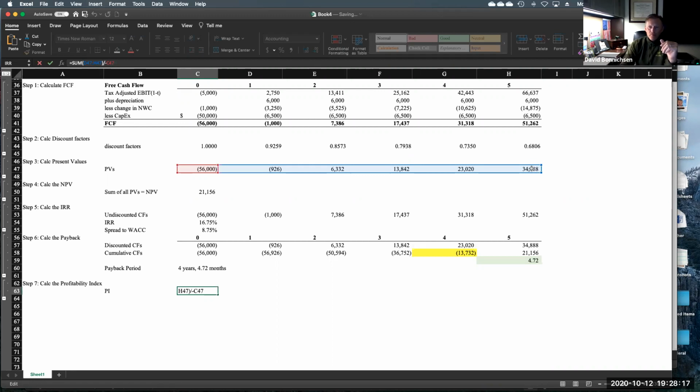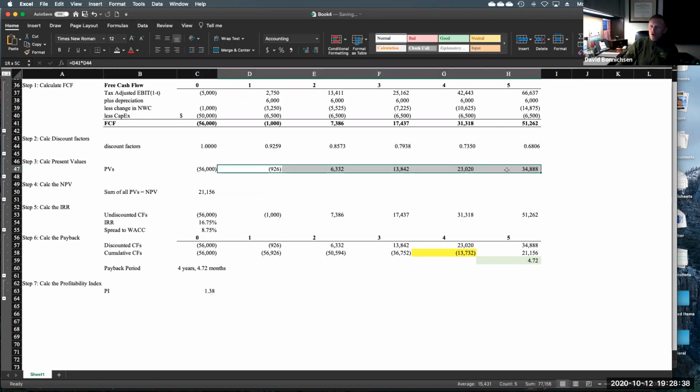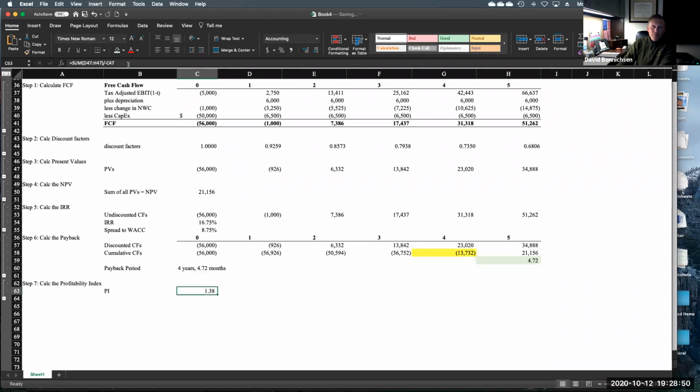Okay, so this project is delivering 38 more cents for every dollar that we're putting into the project. So it's delivering 38% more than what the capital investment was put in. Okay, 38 more cents on the dollar. So we take the sum of all of the cash flow streams on a present value basis, and we divide that by what it cost us to put into the project. Gives us the profitability index.